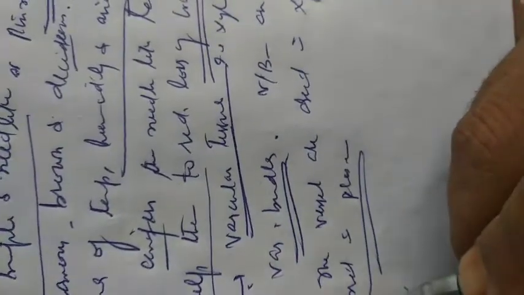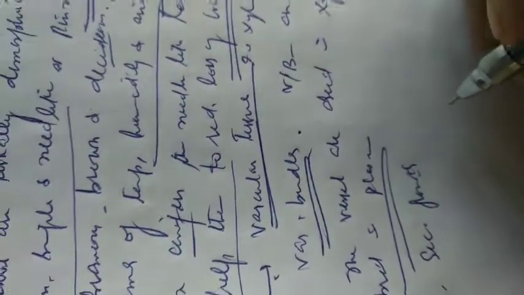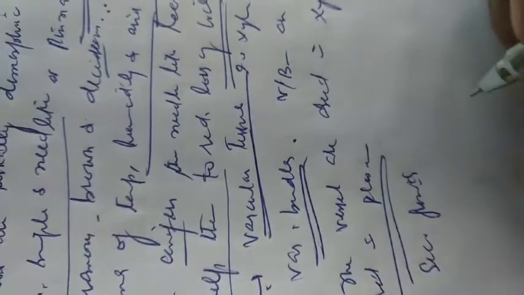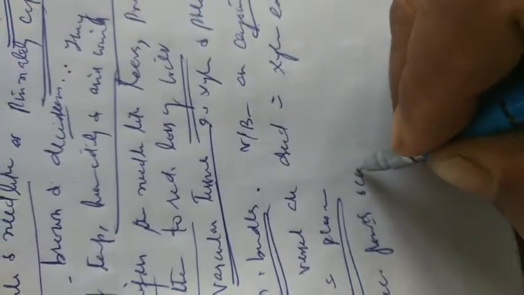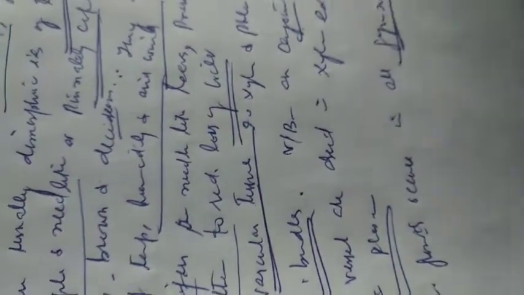Secondary growth, the 9th feature, occurs in all gymnosperms. Gymnosperms are characterized by secondary growth. Secondary growth takes place in all the gymnosperms, though the degree of growth varies.